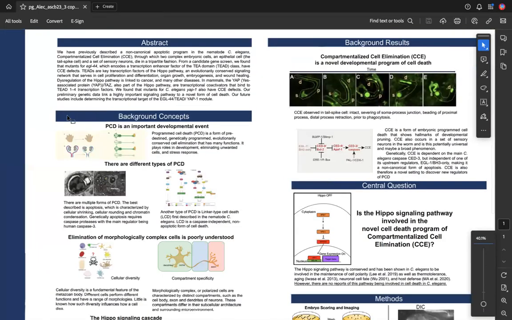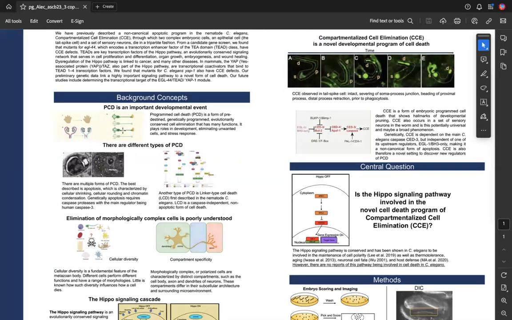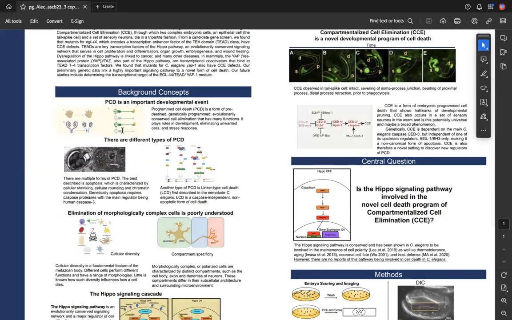A little bit of background on programmed cell death. Programmed cell death is an important developmental event. In humans, we start with webbed fingers, but the cells between our fingers die in a programmed way. Neurite pruning is also an example of programmed cell death.